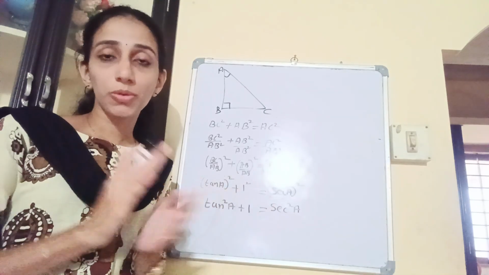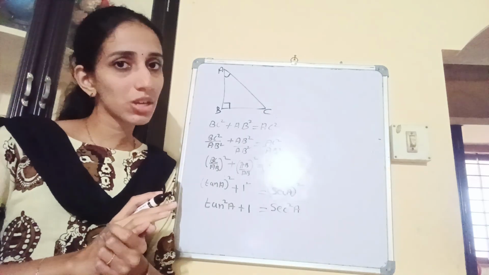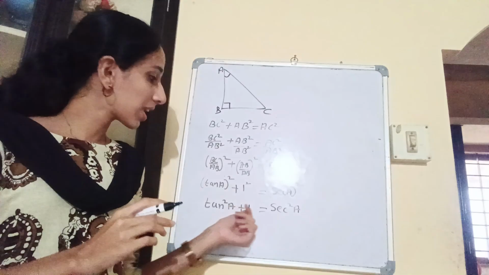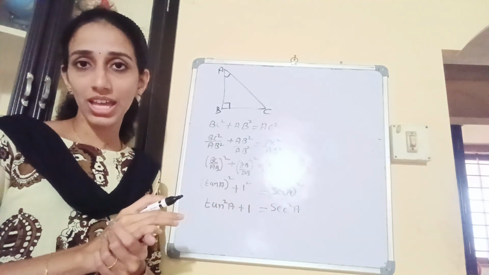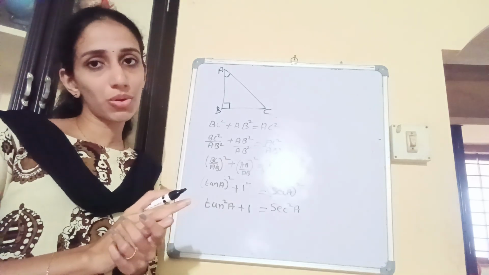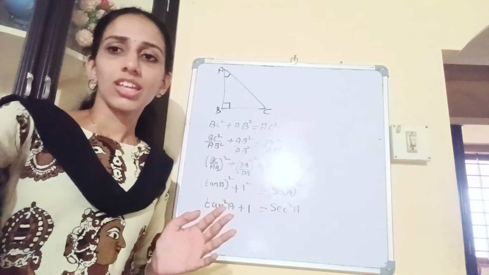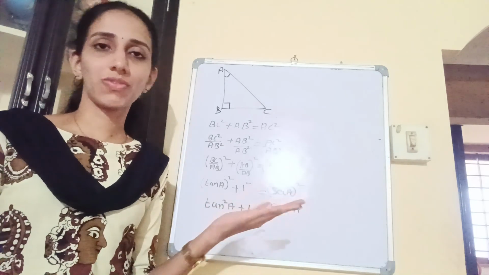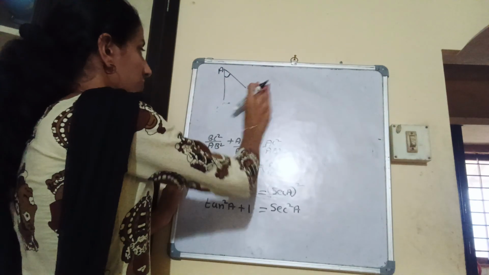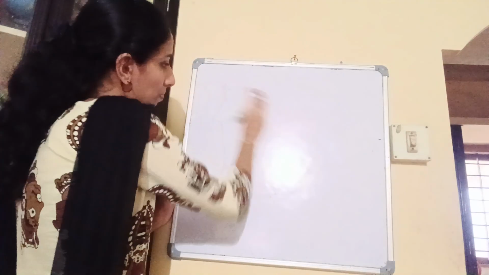So we have already proved three trigonometric identities. First one is sin square A plus cos square A is equal to 1. Next one is sec square A equal to 1 plus tan square A. Then the next one is cosec square A minus cot square A is equal to 1. So these are the three trigonometric identities. Now we are familiar with all of them. Next we are going to move on to some problems using these identities.